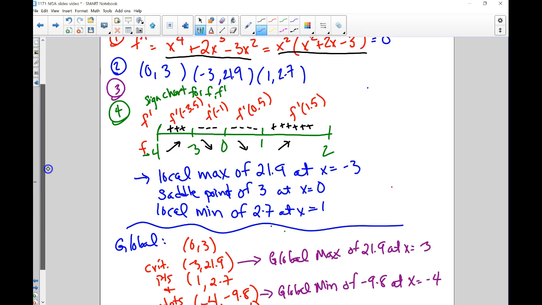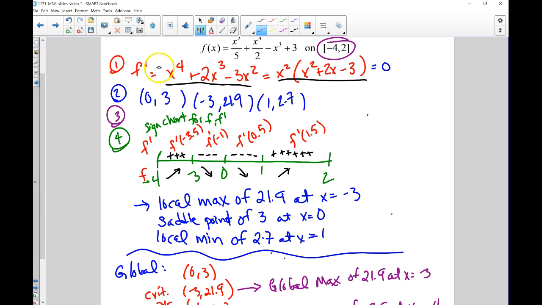Just to review what I did: I found the derivative and set it equal to 0 to find my critical points, which are right here. Then with my critical points, I made a sign chart with f and f prime. You don't technically need f, but it's often useful so you can understand whether it's increasing or decreasing. Then, using the first derivative test, I classified -3 as a local max because the derivative switched from positive to negative. And 0 was a saddle point because the derivative was negative on both sides. At 1, the derivative went from negative to positive, so that was a minimum.